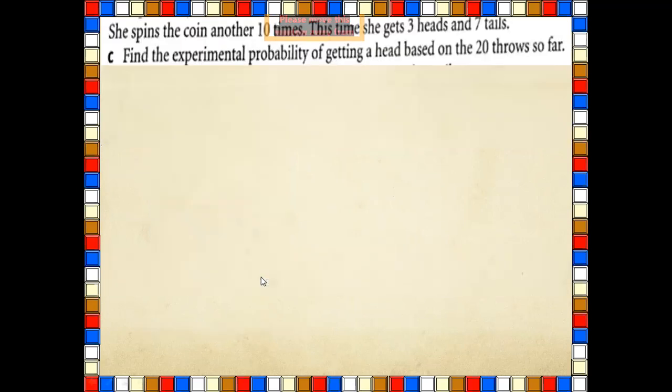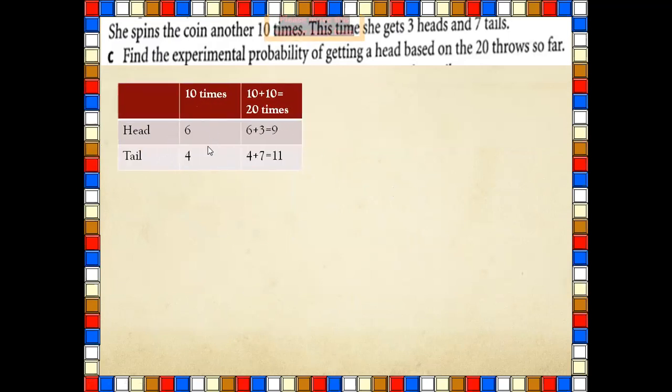Okay. Stay with us, Sarah, with the next part. She spins the coin another 10 times. So this is the new table. In the first 10 times, she got 6 heads and 4 tails. She did it another 10 times. In the new 10 times, she got 3 heads. So the previous 6 with the new 3 is 9. And she got 7 tails. 4 plus 7, we have 11. Find the experimental probability of getting a head based on those 20 times.